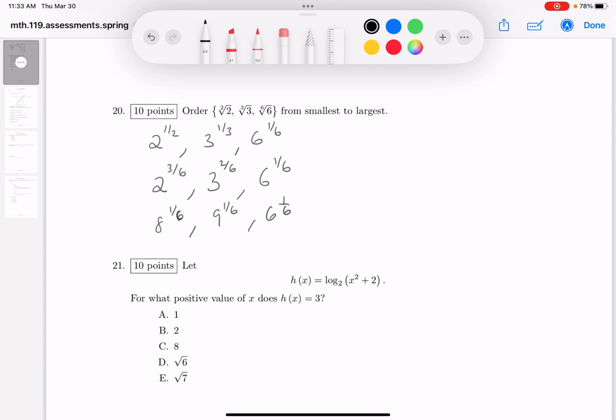What do you get over here? 6 to the 1/6. So what's the smallest one? Looking at them, this 6 right over here is the smallest. Let me write that down. They said order it. So the smallest one is the 6th root of 6. What's the next smallest one? Well, it's this one over here, which is the square root of 2. What's the largest number? Well, the only one left is the cube root of 3.